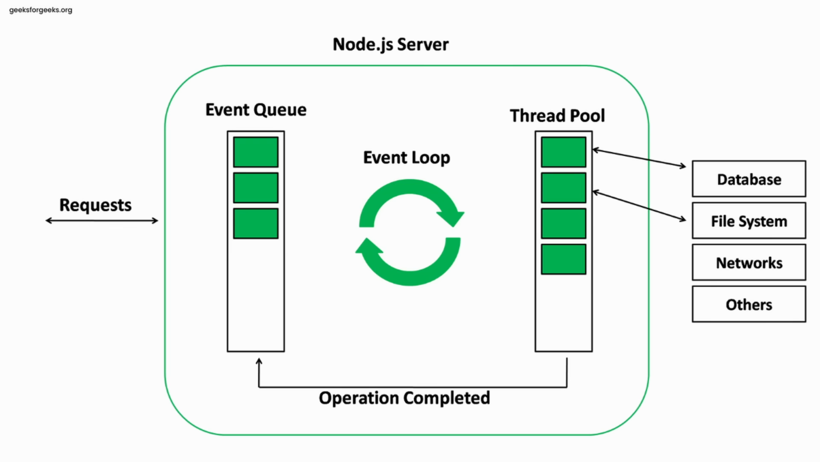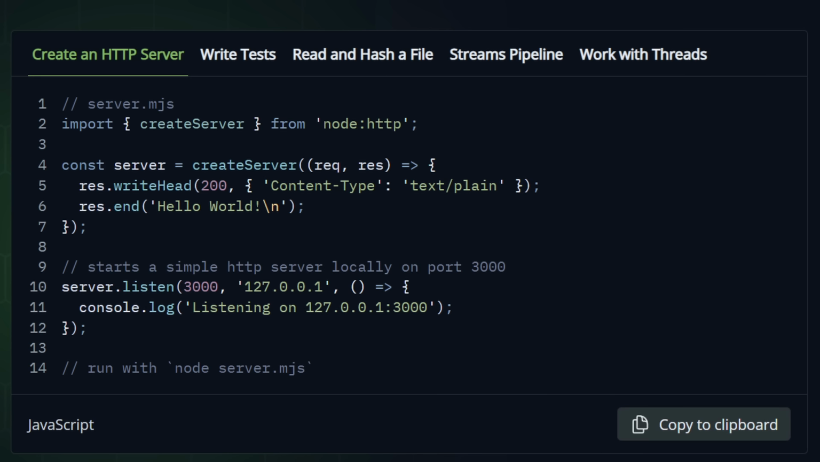This makes it incredibly efficient and fast for applications that deal with lots of simultaneous connections, like chat apps or streaming services. Today we are going to use a simple Hello World script to demonstrate these core concepts, but keep in mind that these foundational ideas, the runtime, the event model, and the non-blocking nature, are what power every complex Node.js application you encounter. Let's start.